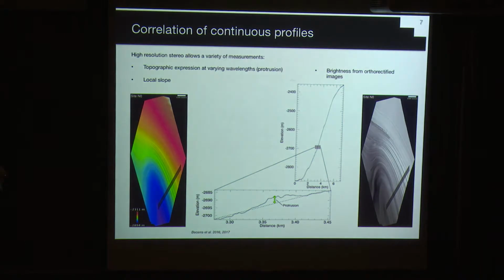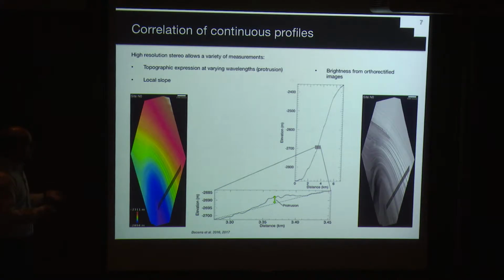And so what we want to try and do is look at, first of all, the highest resolution images that we can, now that we have them available, and then also try to do some different type of feature comparison between the sites. So with high resolution stereo, that allows a variety of different measurements that we didn't have before. So here we have a HiRISE DTM, or digital terrain model, and from that we can get a number of different quantities. For example, you can get an elevation profile, which you see here, and then from that you can get the topographic expression of the layers at varying wavelengths.